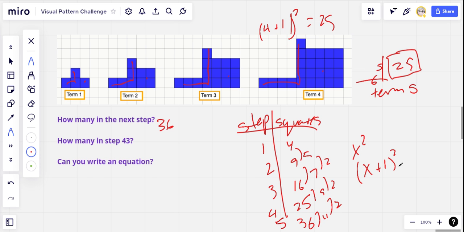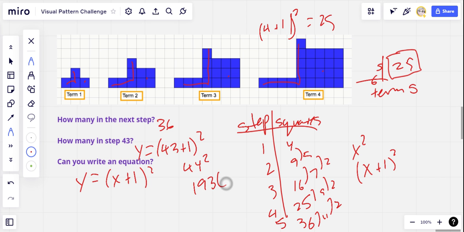Now, of course, you can FOIL out this thing, but I like it like this because this relates exactly to what we see in this chart of numbers. So I'm just going to leave it as y equals (x plus 1) squared. Simple enough. Now, to calculate the number in step 43, we just put 43 in here. So that's going to be y equals (43 plus 1) squared, and that's 44 squared, which is 1,936. So that's how many squares I think there are in term 43 of this visual pattern.